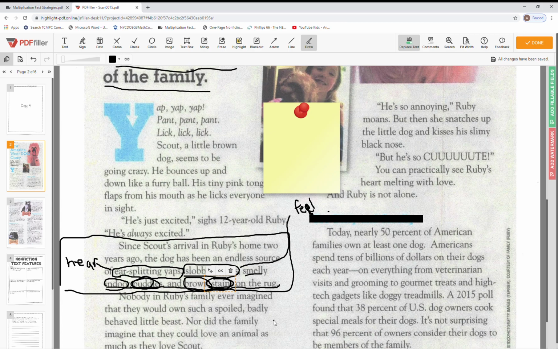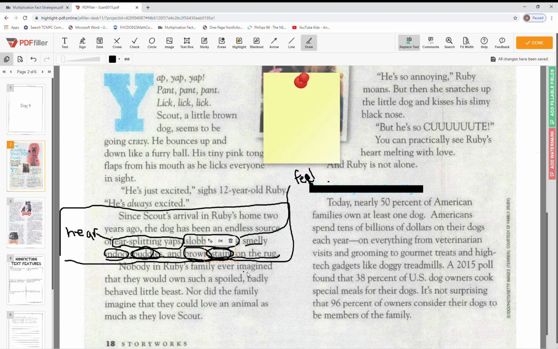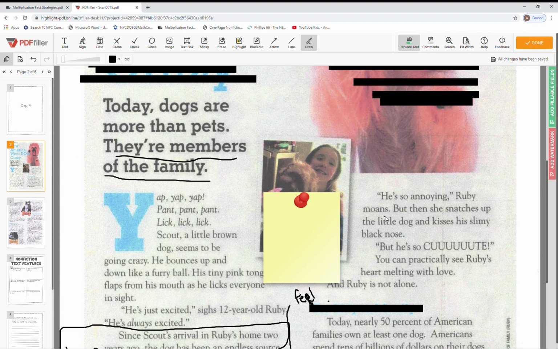That's pretty disgusting. Nobody in Ruby's family ever imagined they would own such a spoiled, badly behaved little beast. Listen to that. That's how the dog's behaving, right? Nor did the family imagine they could love an animal so much as Scout. He's so annoying, Ruby moans, but then she snatches up the little dog and kisses his slimy black nose.